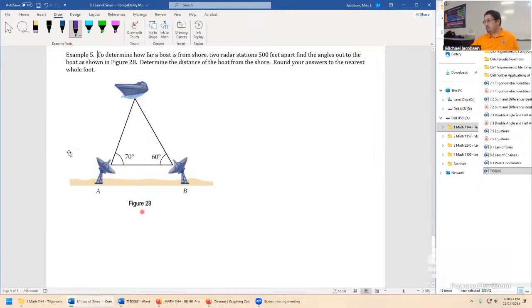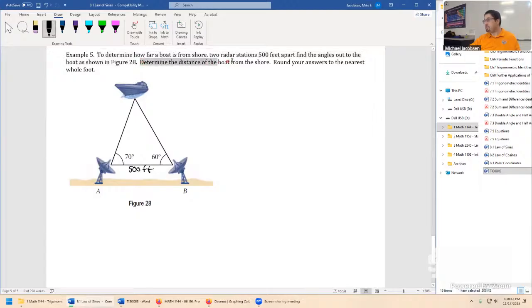So here's the quick graph on what's going on. It says to determine how far a boat is from a shore, 2 radar stations 500 feet apart find the angles out to the boat, as shown in figure 28. So here's our 2 radar stations. With the right tool, you can carefully measure these angles. And they already know, because they built these with the intention of doing this kind of work likely, the distance from here to here, this edge to this edge, is 500 feet. So here's the 500 feet.